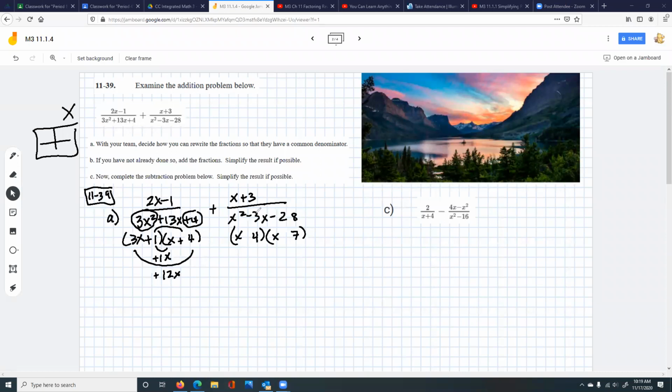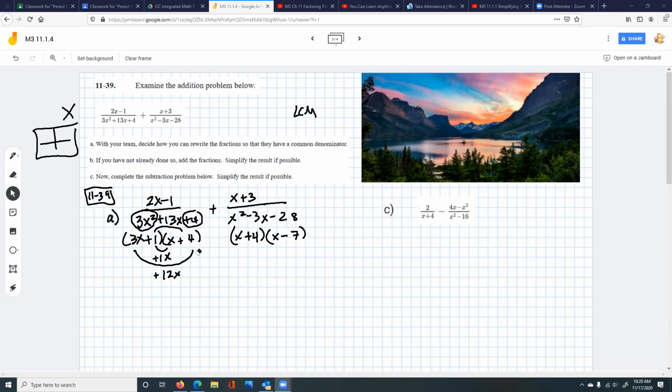And I want it to be a -3. So that means that the 7 needs to be negative and the 4 needs to be positive. Okay, now look at what we have here. They both have an x plus 4. So that's part of the lowest common multiple, x plus 4. I don't have to worry about that, right?